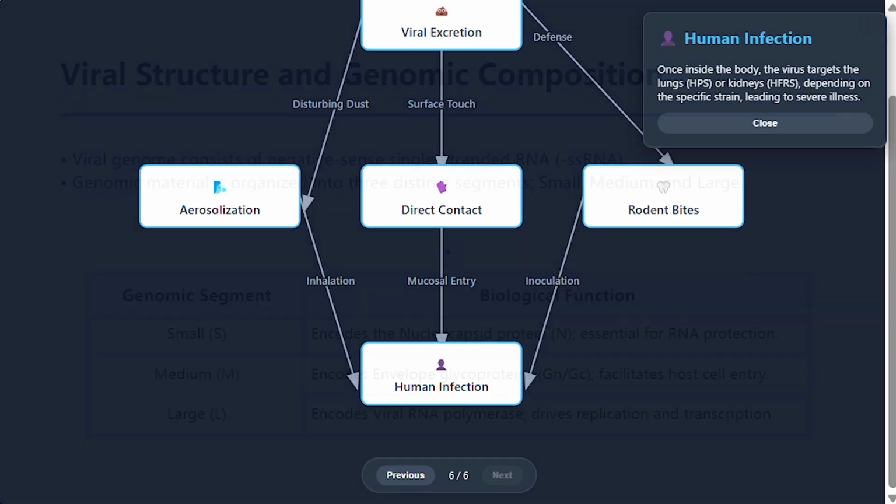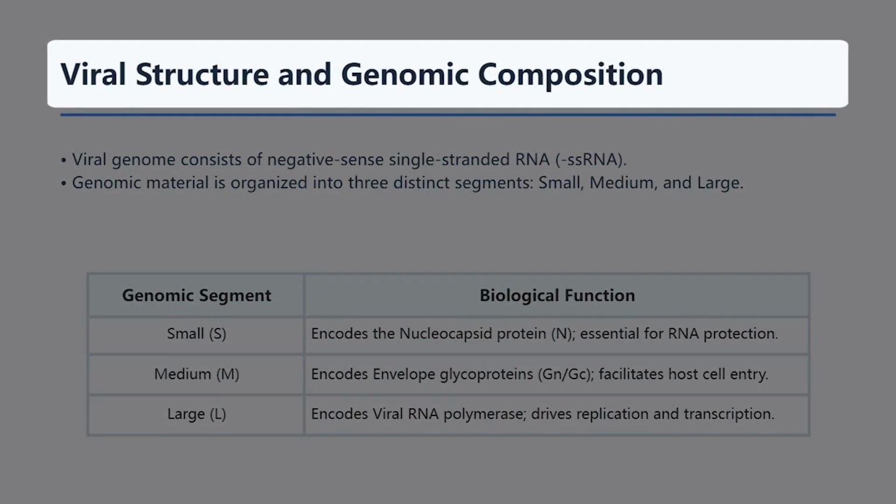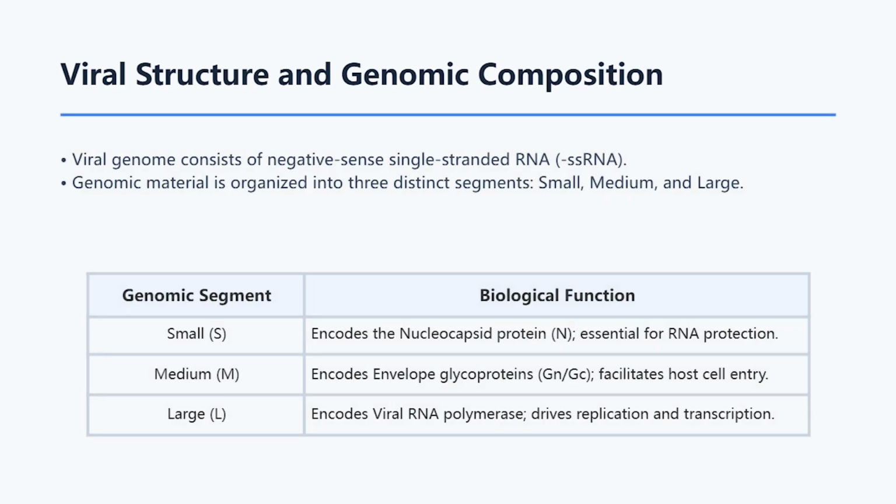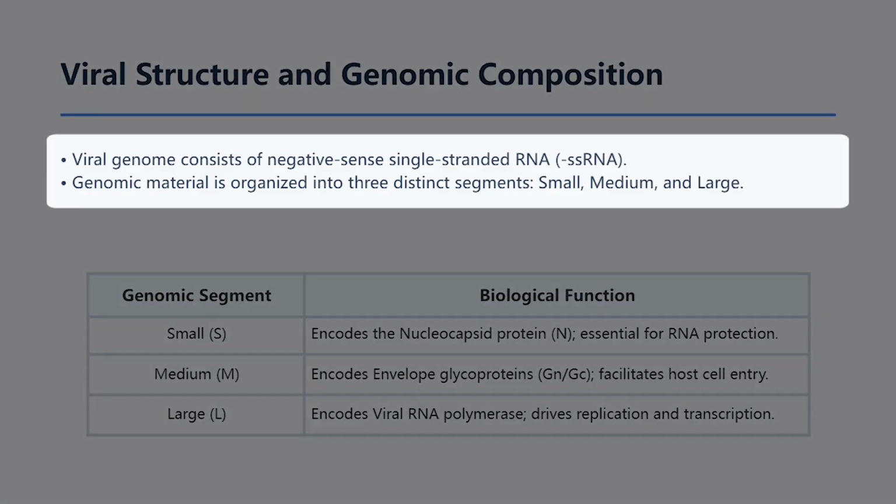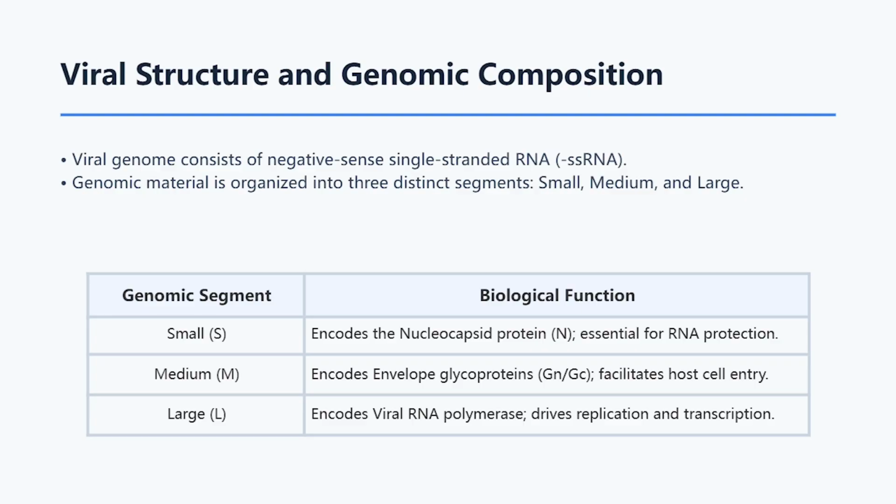Building on our understanding of how the virus spreads, let's look closer at its internal blueprint. To understand how it causes disease, we must first examine its viral structure and genomic composition. The virus is characterized by a negative sense single-stranded RNA genome. In virology, negative sense means the RNA cannot be translated into protein directly. It first acts as a template to create a complementary positive strand.